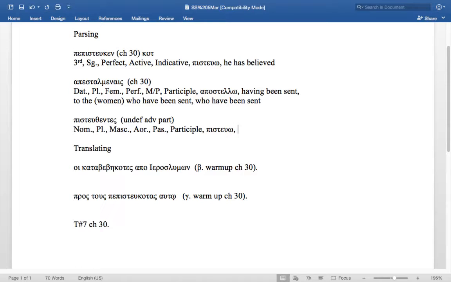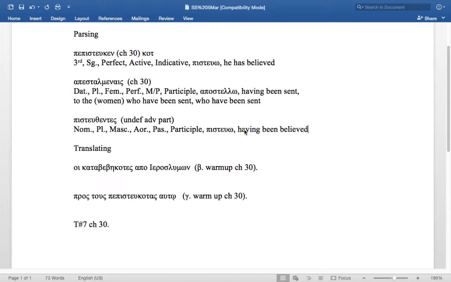Have... Having believed. Having believed, that's close. If we say having believed, it kind of has this active sense. Okay, I was thinking... All right, so it's passive. So it would be having been believing, or... I would just say having been believed.